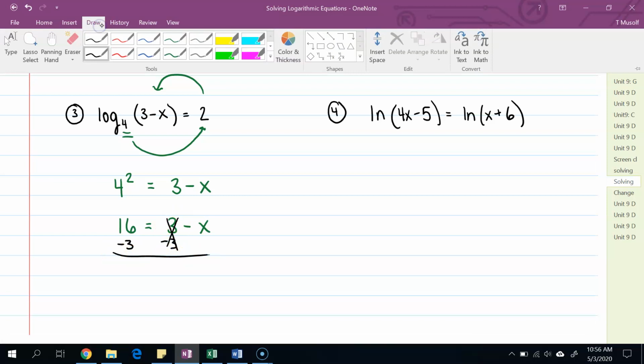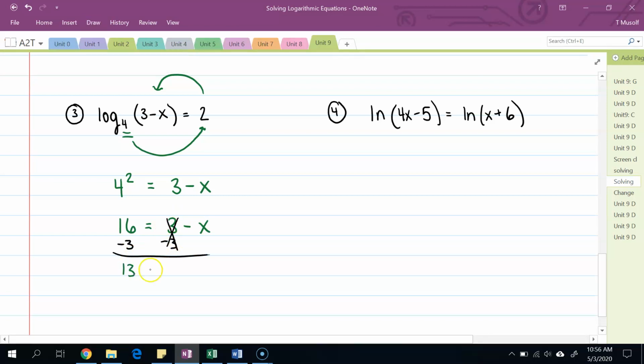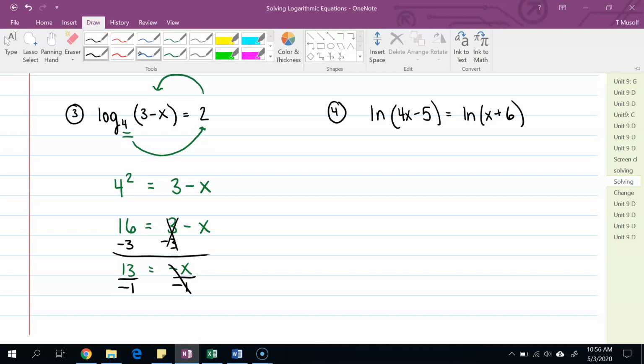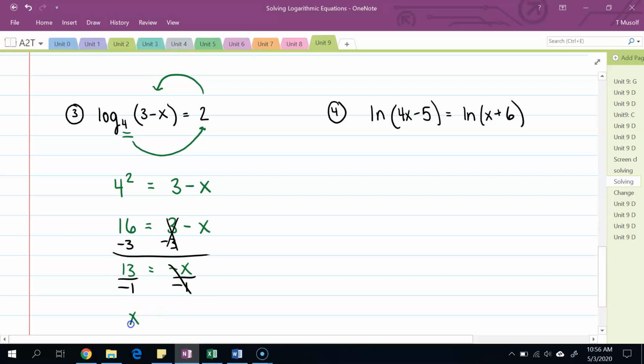I'll end up with 13 equals negative x, and then I just have to divide both sides by negative 1. So I end up with x, I'm just going to switch the order around here, but x equals negative 13. Whoa. There we go. Oops. I guess I shouldn't circle it yet, right? Because we do have to check our answers.